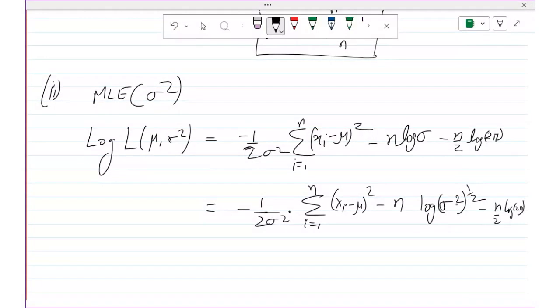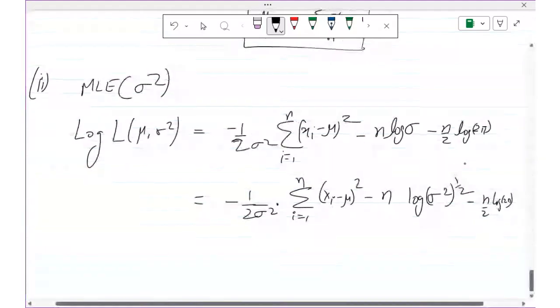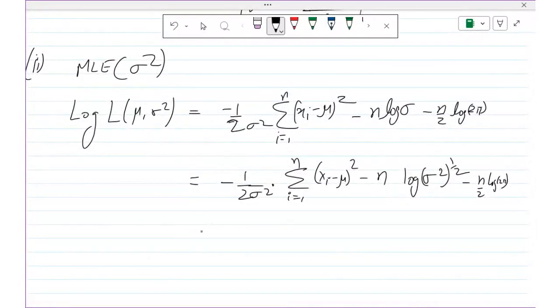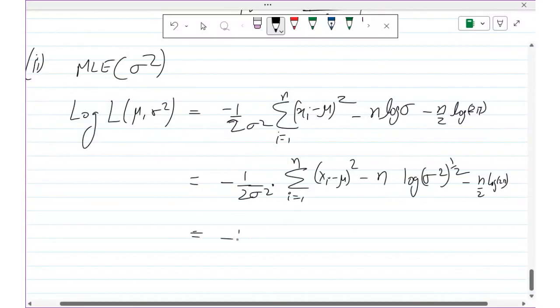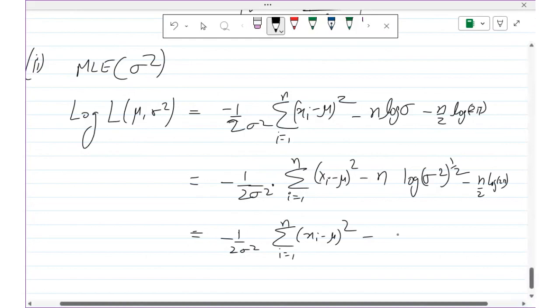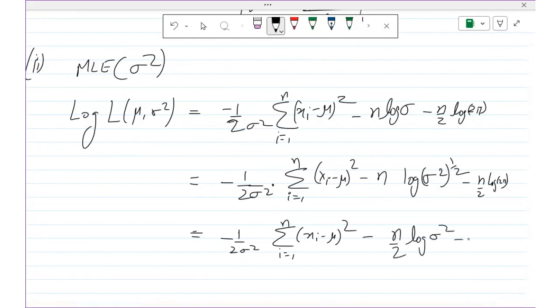Why do I want to make sigma square here? Because I want to do derivative with respect to sigma square. Now this log sigma square power 1 by 2, the power 1 by 2 will come in the front. So it will be minus 1 upon 2 sigma square sum of xi minus mu whole power 2, i varying from 1 to n, minus n by 2 log of sigma square minus n by 2 log of 2 pi.